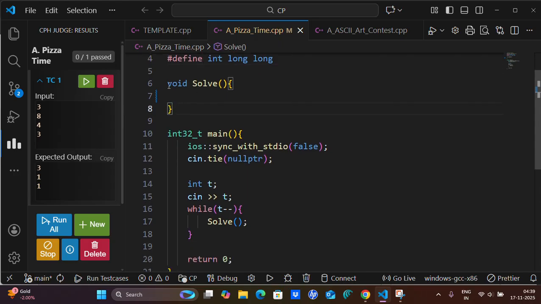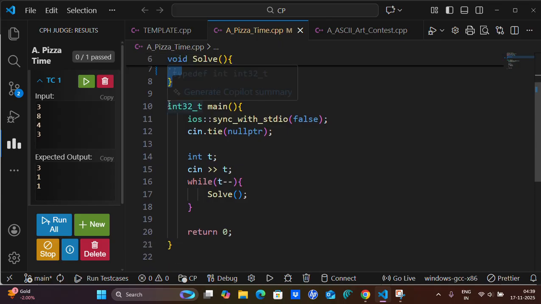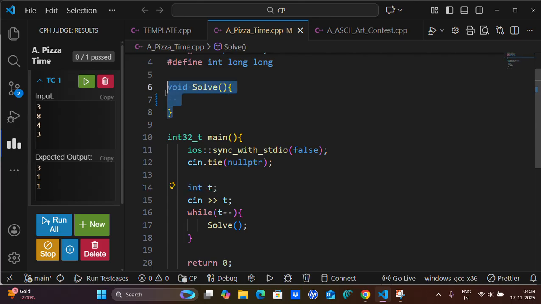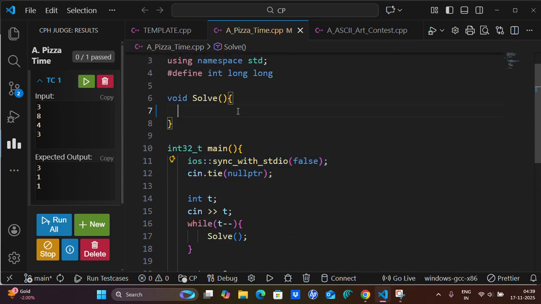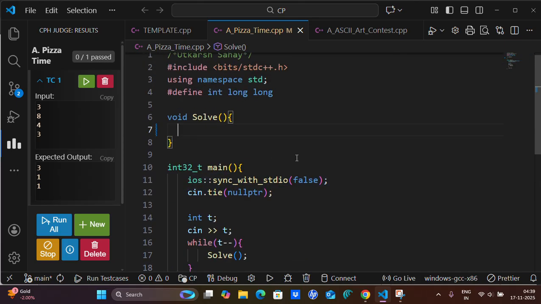And this is the simple function, void solve. This is my main function. It is taking t number of test cases, and I am iterating, or basically calling this solve function for t number of test cases. These two lines are basically for the buffering and caching part, which makes your C++ much faster. By the way, these things are not very important.